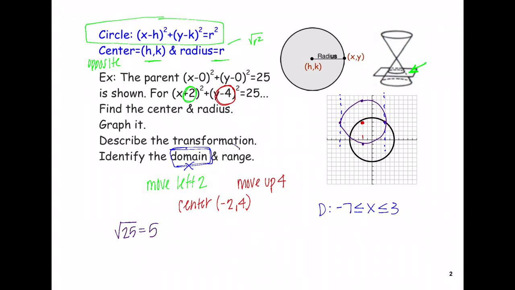Your range pertains to your y values. So when we draw our dotted lines along our highest and our lowest, we get our range is equal to -1 is less than or equal to y, which is less than or equal to 9.